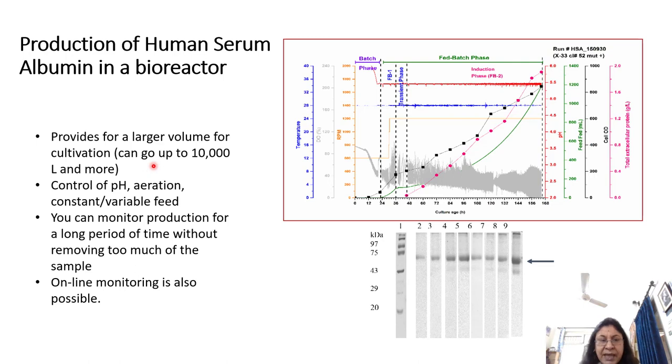Then you also have much better control of pH, and the amount of oxygen or air which is going to be pumped into the bioreactor is under your control. So cultivation in a bioreactor allows you to better control your system in terms of availability of oxygen or just air.